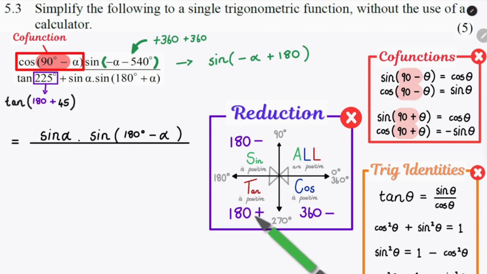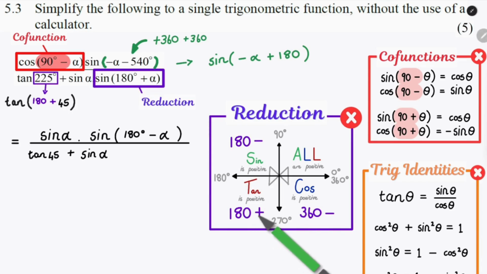And then we reduce it in the 180 plus quadrant. Tan is positive, so that will get reduced to tan of 45 degrees. This sine of alpha can stay, it's simplified as far as possible. Sine of 180 plus alpha can be reduced straight away into negative sine alpha. Sine is negative there because the only positive one is tan.